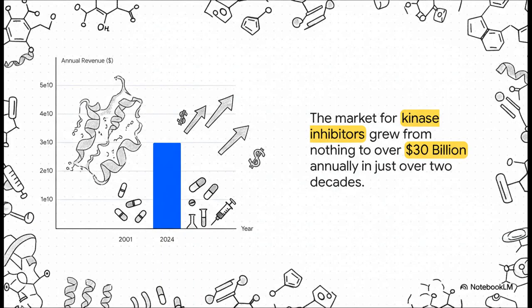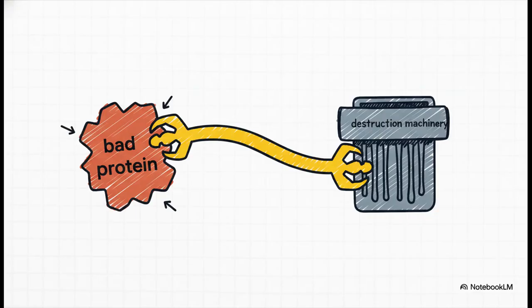And the financial side of it, it's just staggering. Look at this chart. Back in 2001, this was a $0 market. Today, this single class of PTM targeting drugs is a cornerstone of modern medicine, bringing in over $30 billion a year. But of course, science never stands still. Just blocking a broken switch is powerful, no doubt. But what if you could do something even more clever? What if you could hijack the cell's own machinery and turn it against the disease itself?